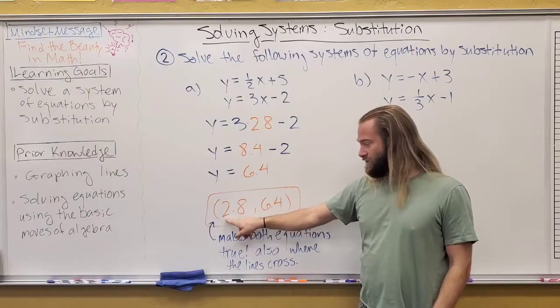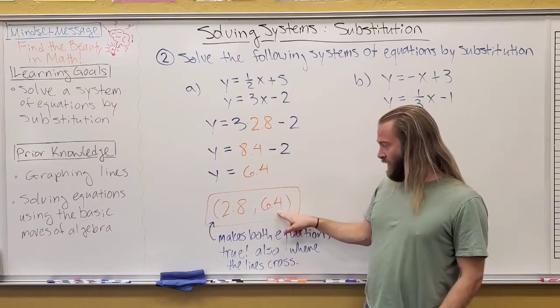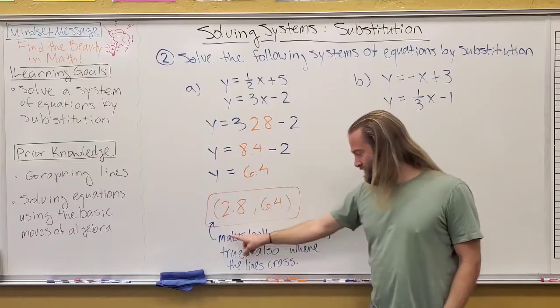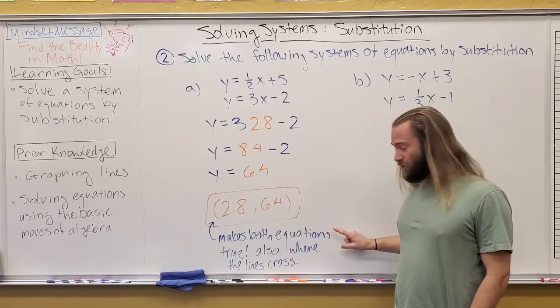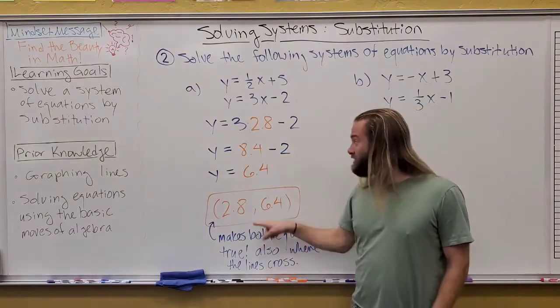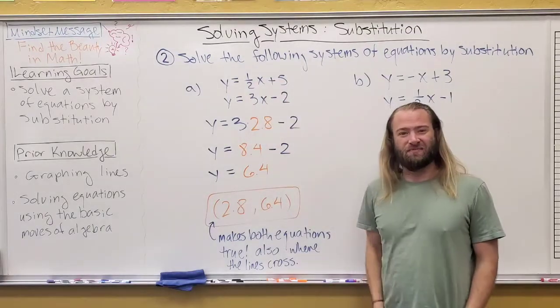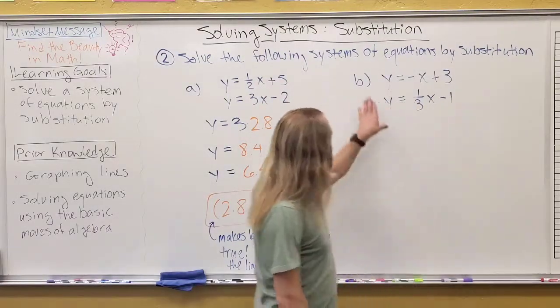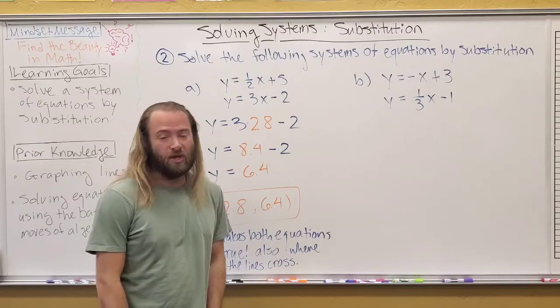So here's my coordinates. X is 2.8 and y is 6.4. Remember, this is the point that makes both equations true at the same time. And that also means it's where these two lines cross each other. Now it's time for you to go and do B on your own, and we'll check our work.